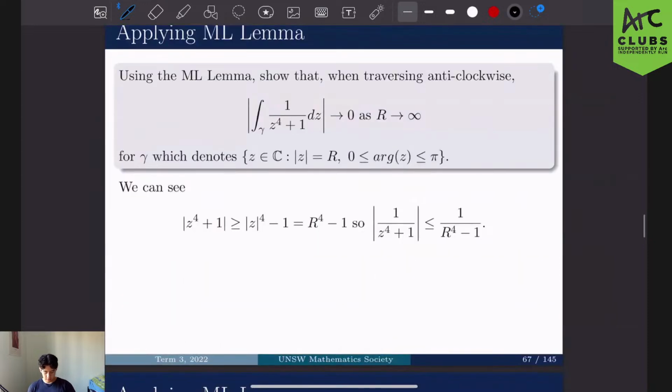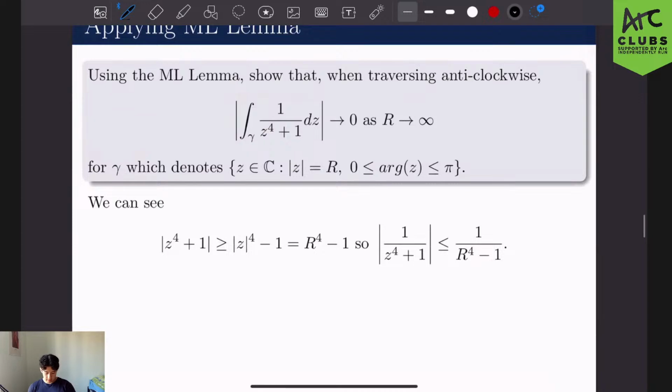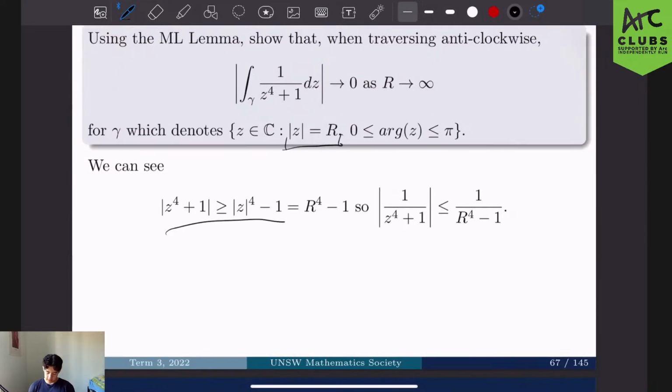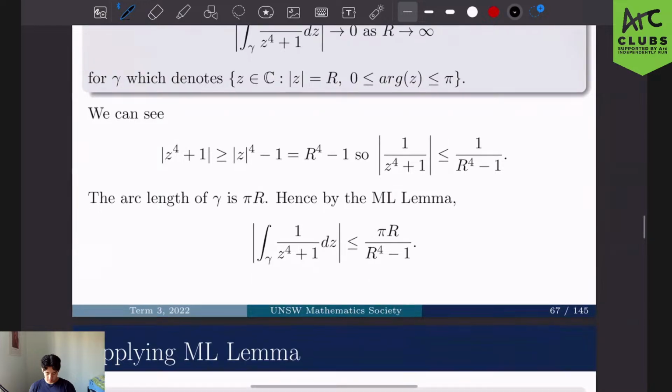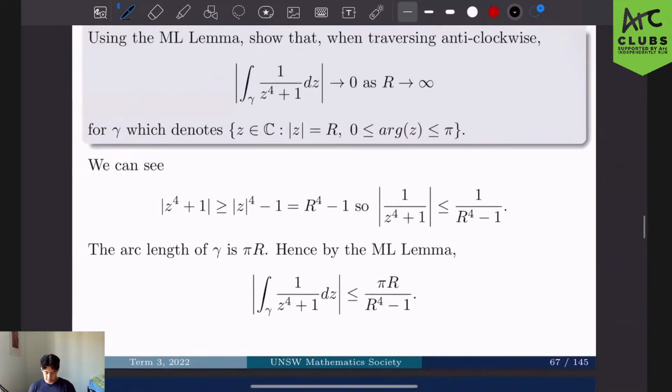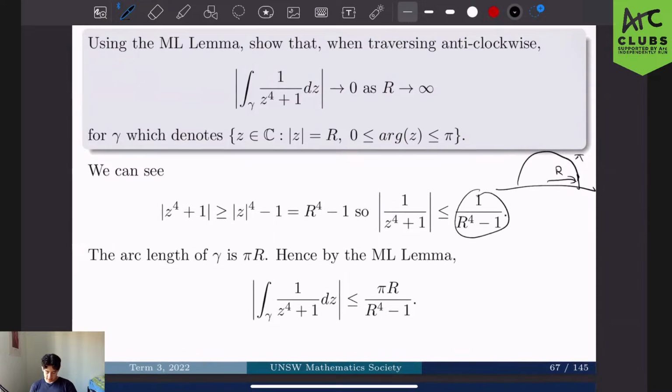Alright, so from the circle inequality we get this, and the modulus of z is equal to r, as we've defined in our curve. So we can take the reciprocal of both sides, flip the sign, and we're left with this here. Because we're using the ML lemma, we need to multiply by the length. The arc length of the semicircle will be equal to pi times the radius r. So the maximum value is going to be this, and the length is going to be this.